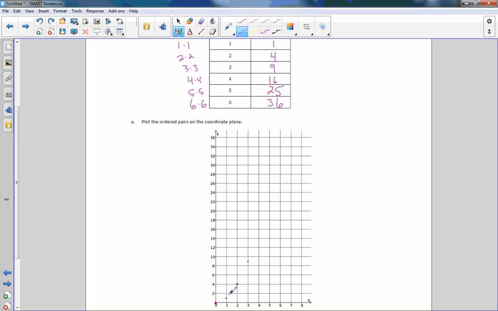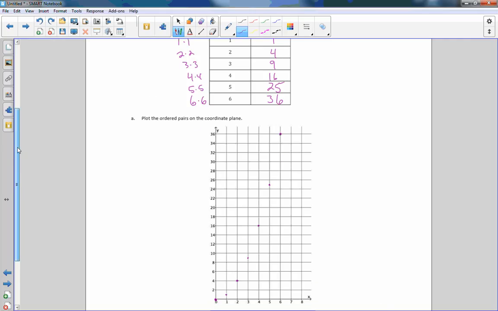Okay, it looks like a straight line here, but now something's happening. And if I go to 4, I'm going up to 16, which is here. And 5, 25 is halfway between 24 and 26. And then finally 6, comma 36 is here.